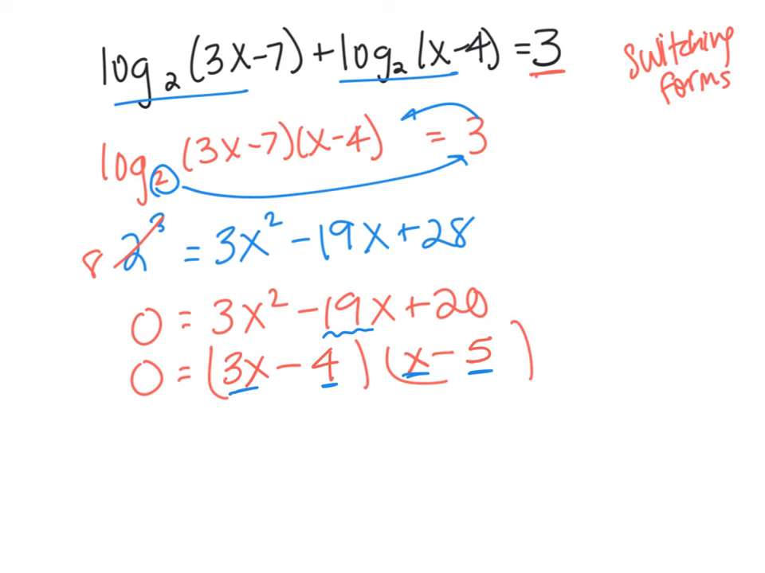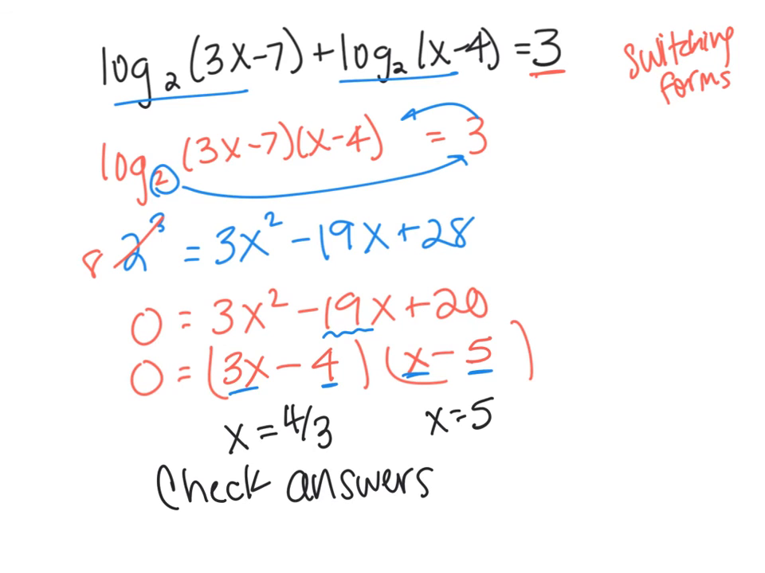Okay, last step. Solve each of these. So this would be x equals 4/3. This side would be x equals 5. Now, the key with these when we combine our logs is we need to go back and check our answers in the original equation.